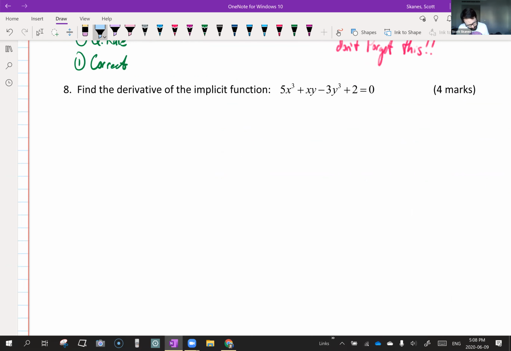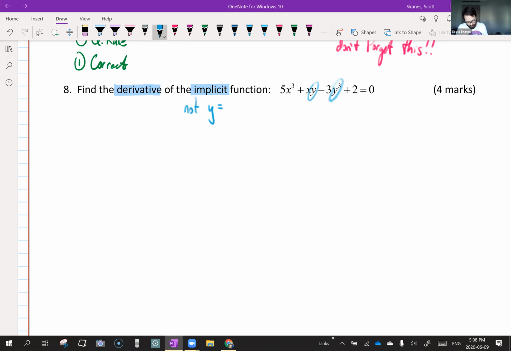Find the derivative of the implicit function. What does implicit mean? Why is this implicit? It's very simple. It doesn't have the form of y equals something. Or in other words, yeah, Ibrahim got it. The y is kind of hanging out here in the middle. And that's a problem. We need to have y solved if it's going to be explicit. It's not solved, so it's implicit.